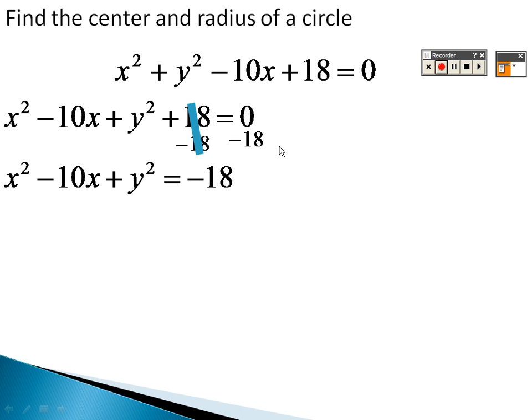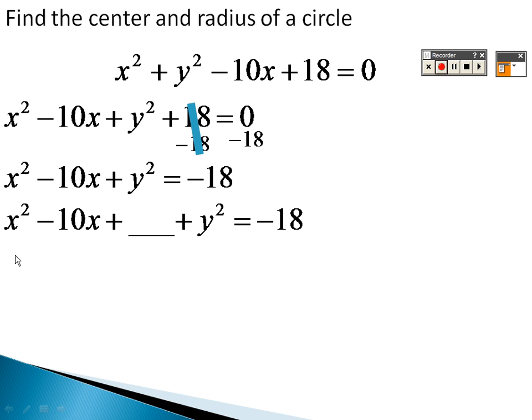So here we go. I want to complete the squares here. So I move that over, and I don't need to complete the squares here. The reason being is it's y squared, so it's telling me that the center is going to be 0 at the y spot. So there's nothing I need to do with that one.